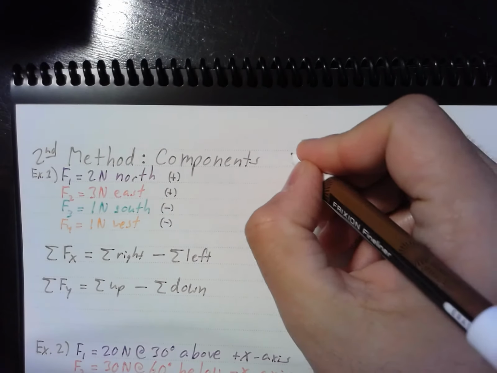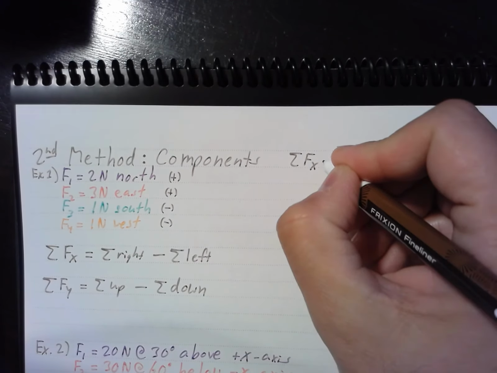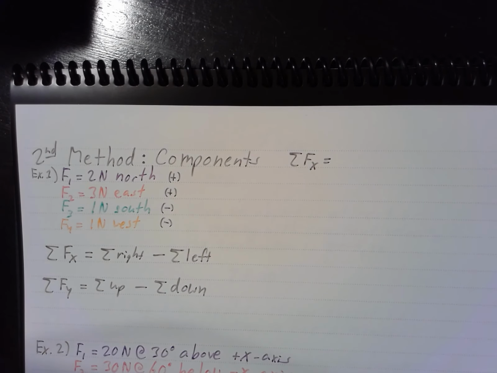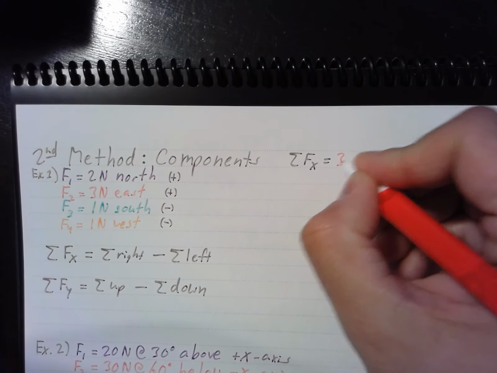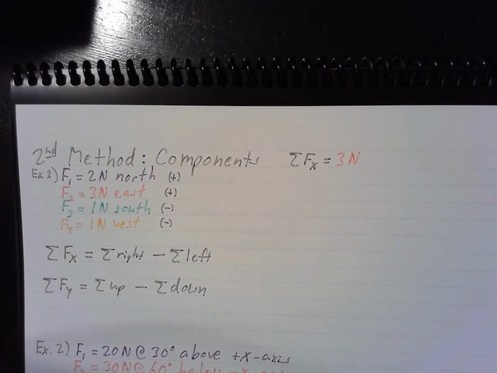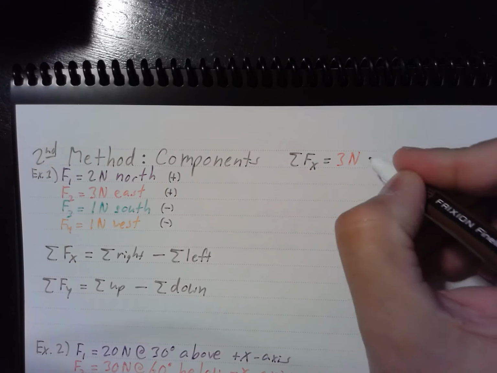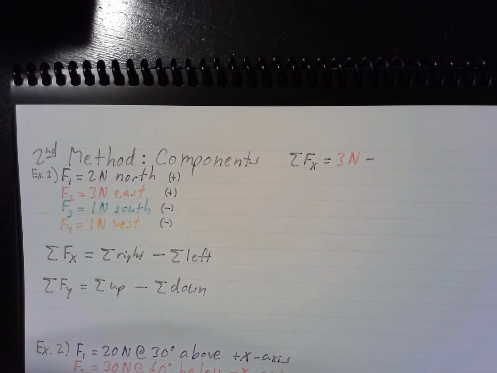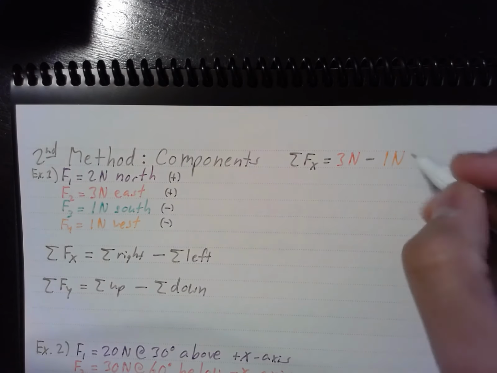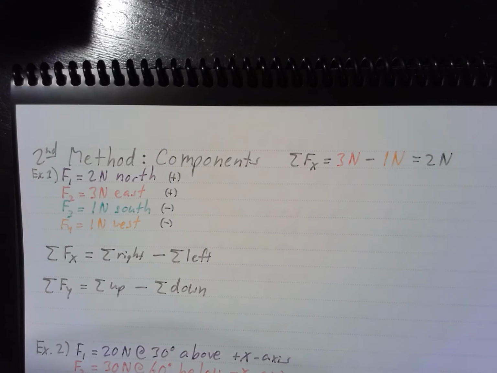So the net force in the x direction is the right force minus the left force. And so we have 3 newtons to the east, so I go 3 newtons, that's all of the forces that point to the right, minus the west force, which is 1 newton to the west, and so my x net force is 2 newtons. And that is a positive number, so I don't actually need to specify east or west, because my convention for finding the net force does that for me.